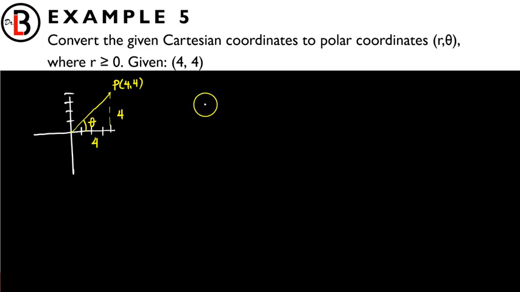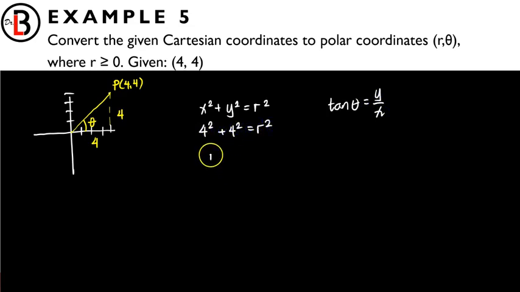So whenever you need an r, take note, you have the Pythagorean relationship. X squared plus y squared equals r squared. And that tangent theta is y over x. So you have an x of 4. You have a y of 4. Here, you can see that r squared is 16 and 16. That's 32. R is 4 square root of 2.